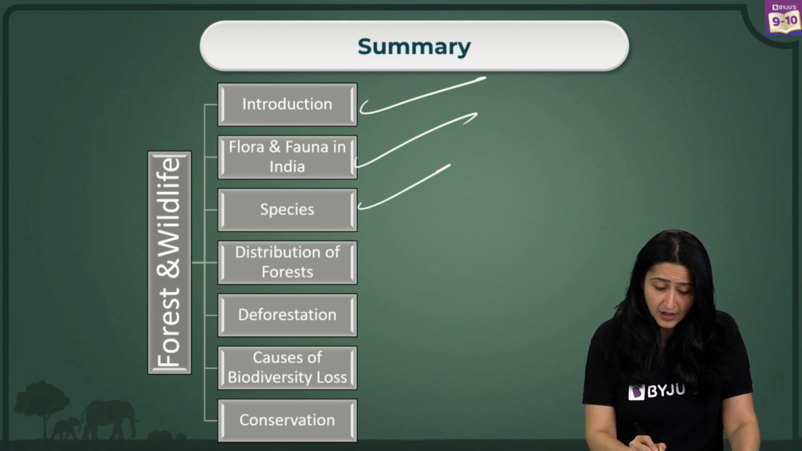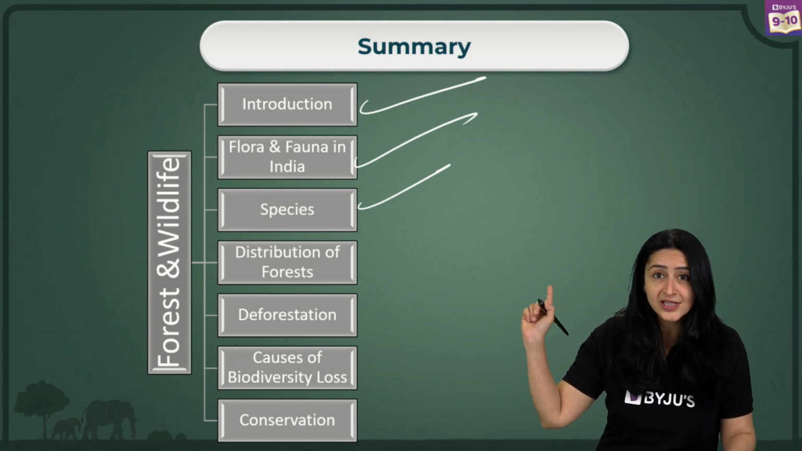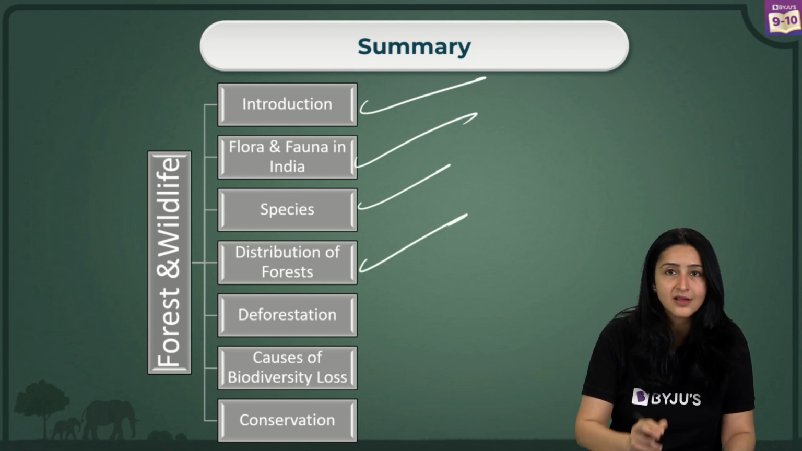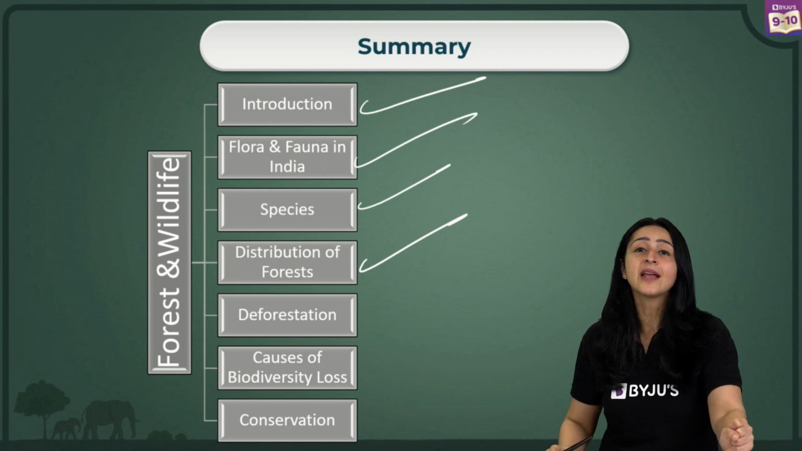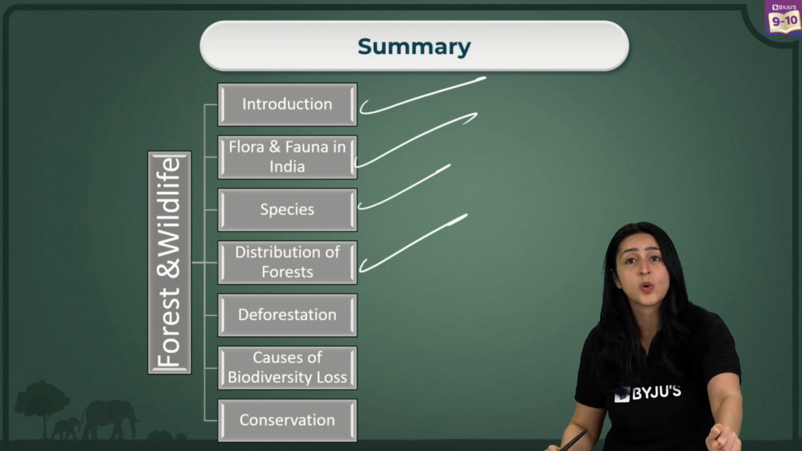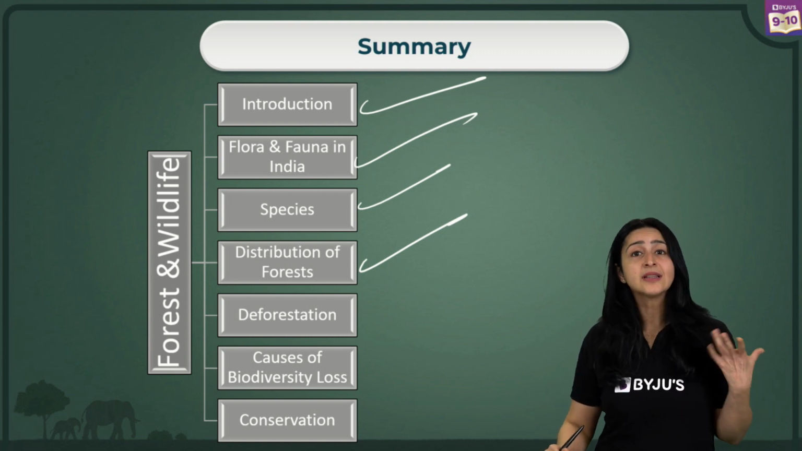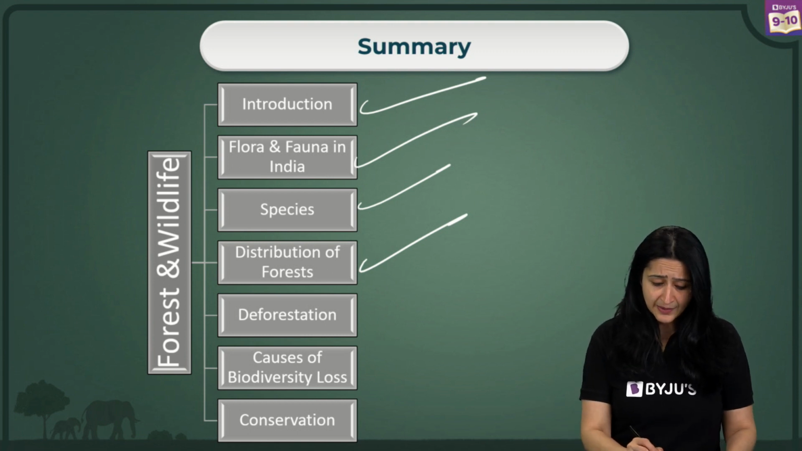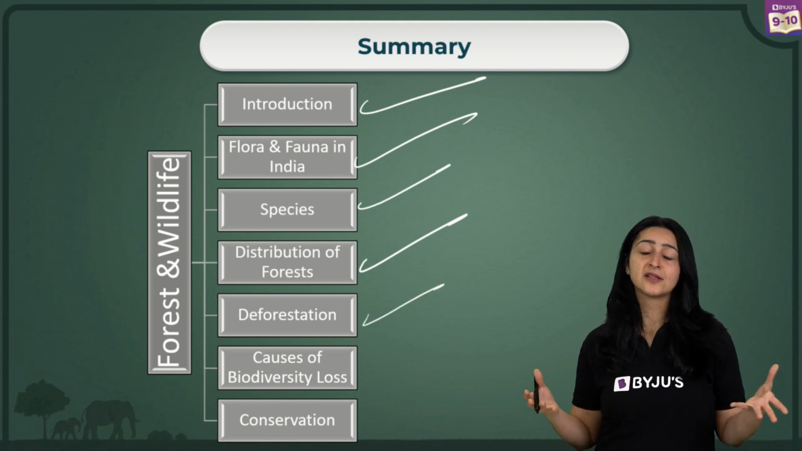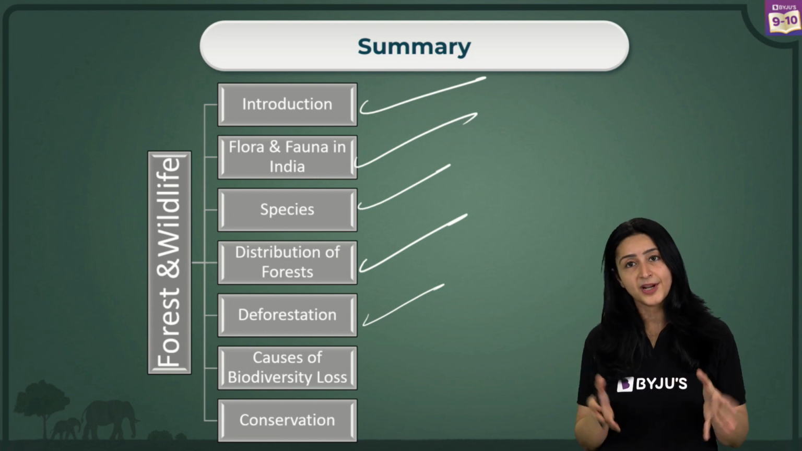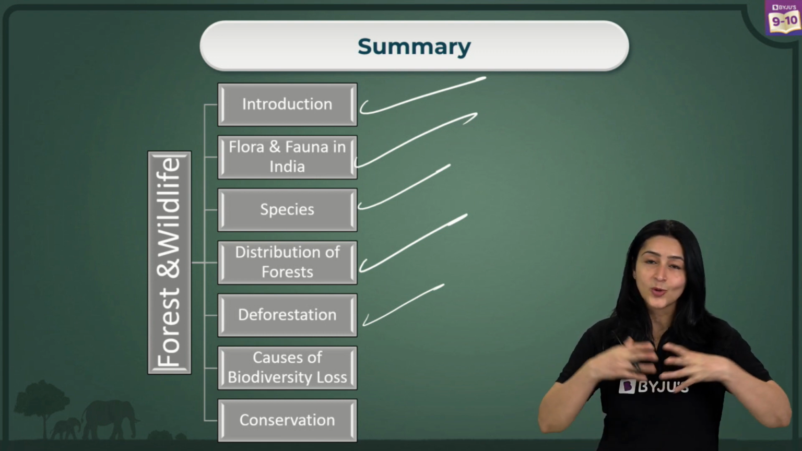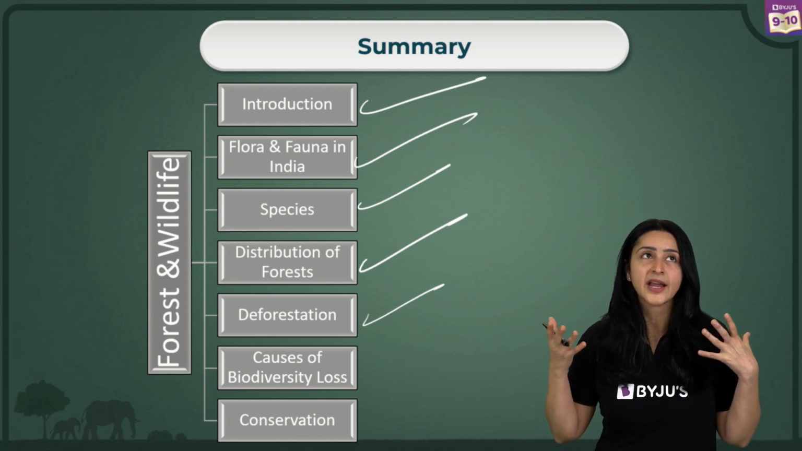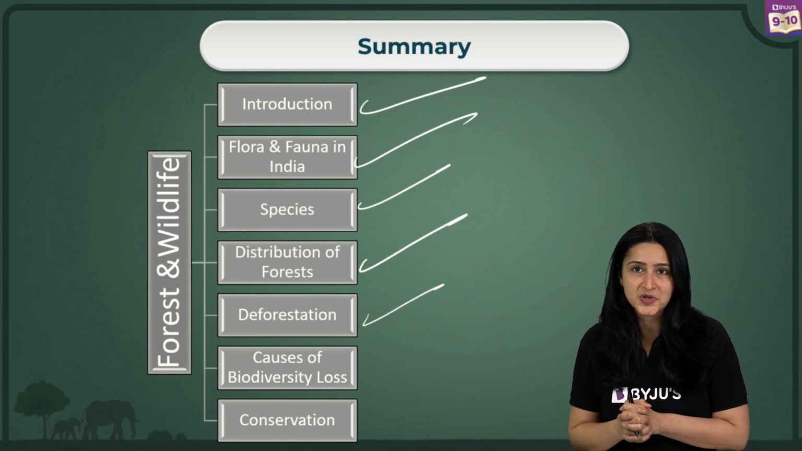Then we also discussed distribution of forests, which is the different categories of forests, right, and how they are distributed in India. Then we went ahead and spoke about deforestation. We spoke about deforestation during the colonial era. Basically, we're talking about why deforestation occurred during the pre-independence era, and what were the causes. The causes were the growth in urbanization and enrichment plantation, which was also a huge factor.